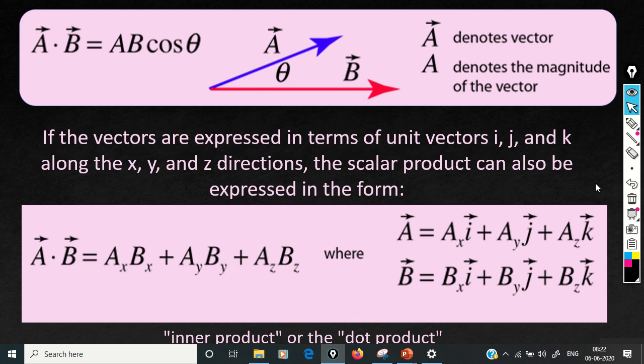So the inner product is also called the dot product and also called my scalar product.